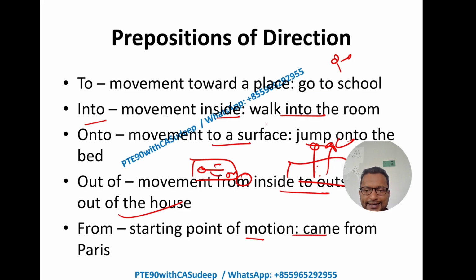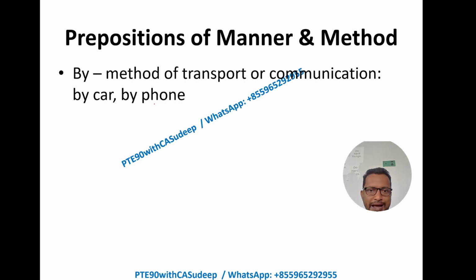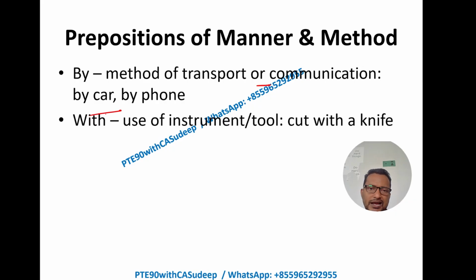She came from Paris. You cannot say she came since Paris. No, that's why movement should be there. If there's a movement, put from. If there's no movement, you can put since, right? Preposition of manner and method. By: method of transportation or communication, by car, by phone. I'm calling by phone, right? So I think this is easy.